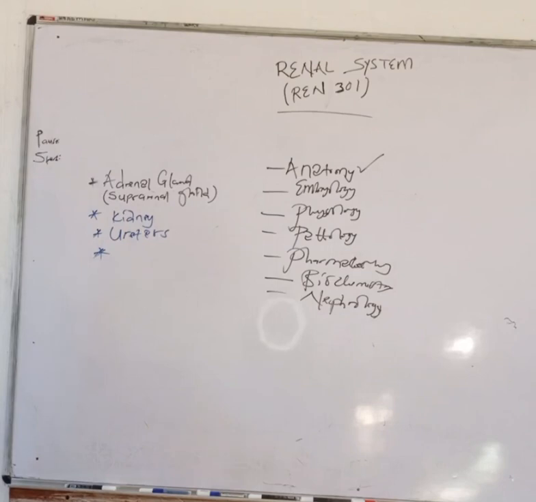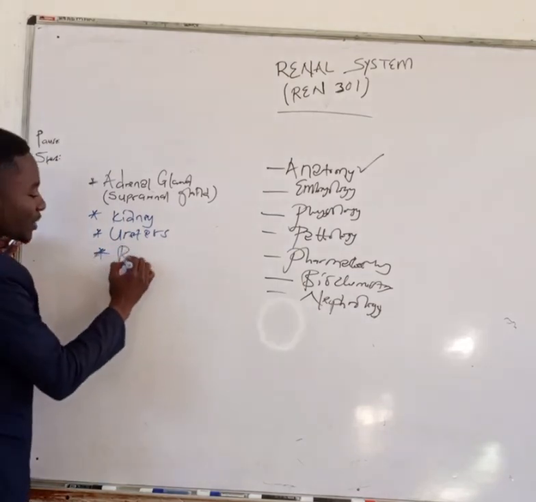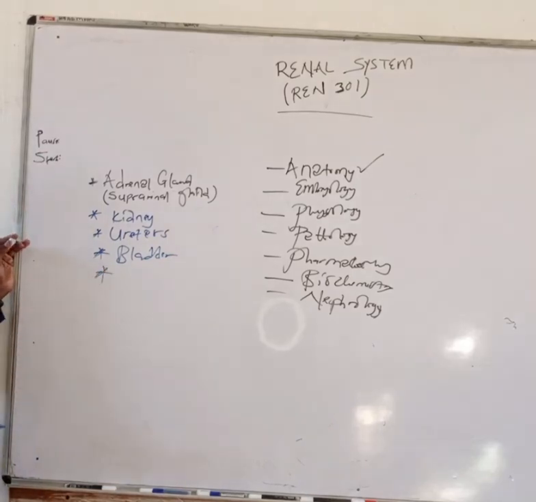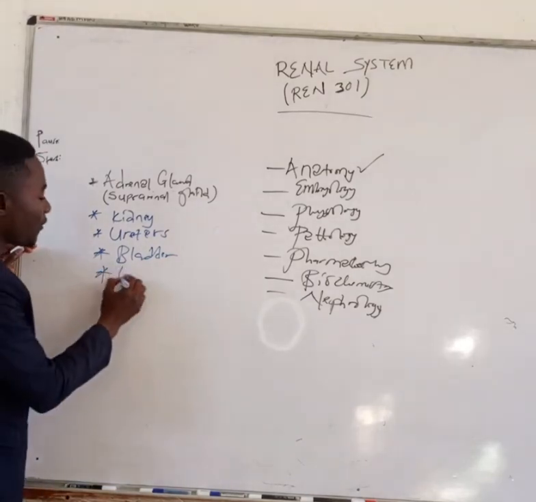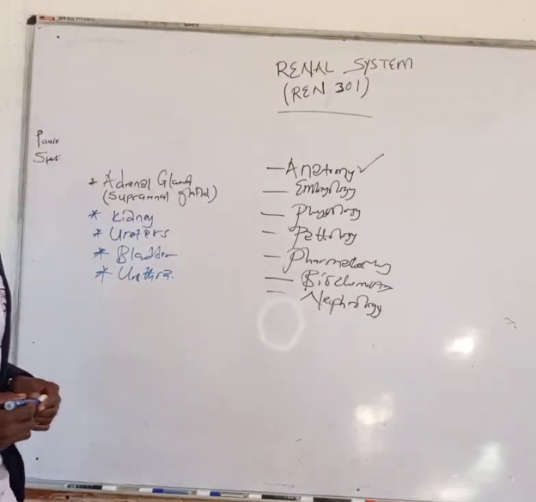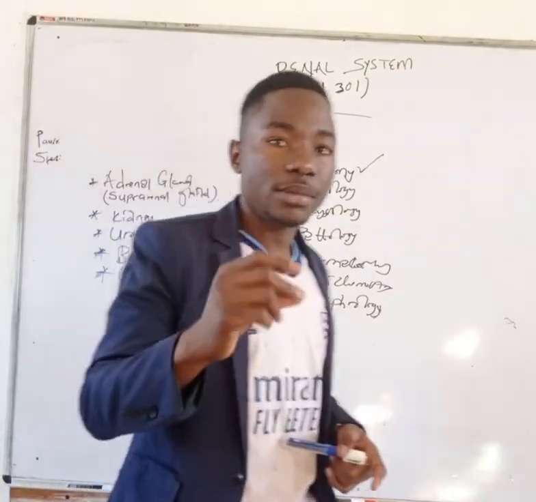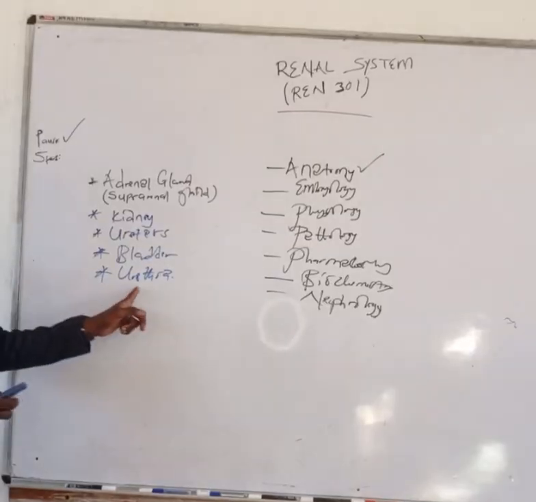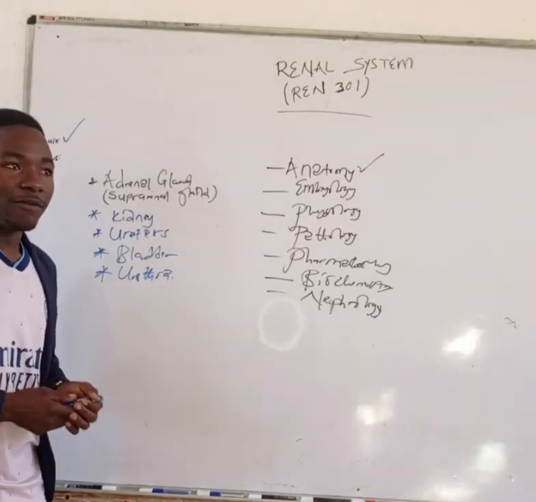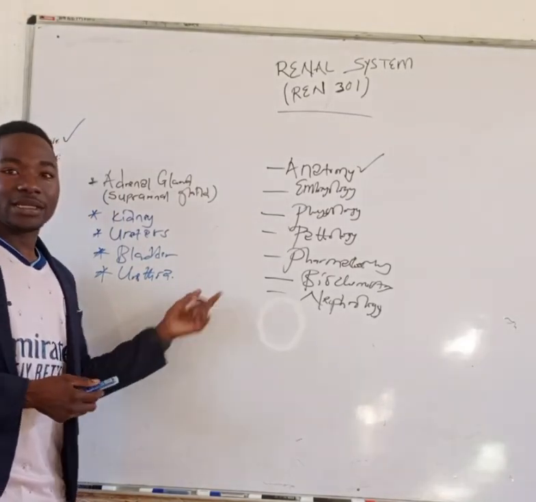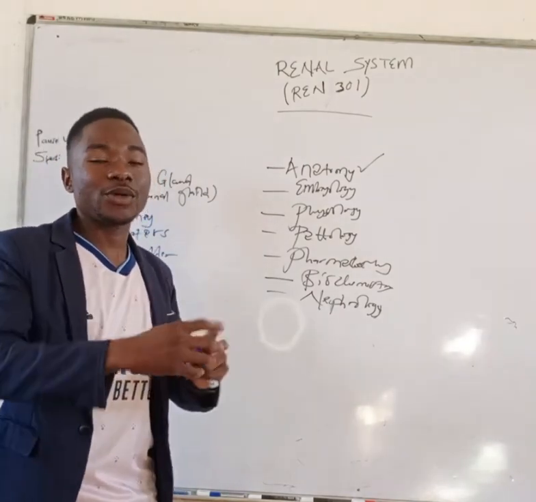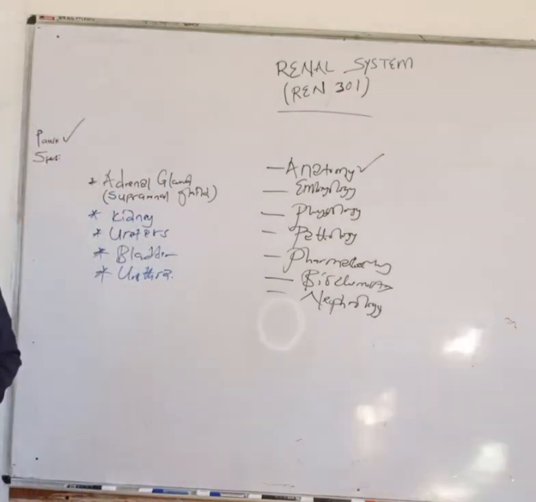Three, you reach the bladder already. The bladder as well. And then the last one, but not the least, you have what you call the urethra. The urethra is found in the vagina for the female, and in the penis for the male. It's that last part that is more like a passage for urine to come out. So that is all about the urethra.